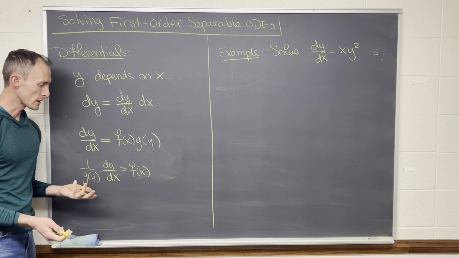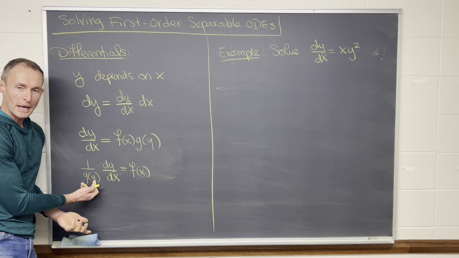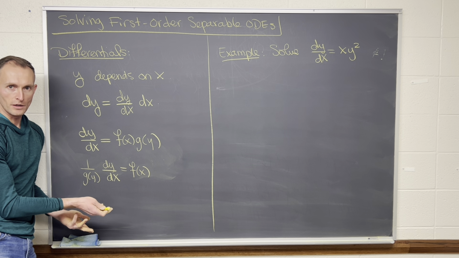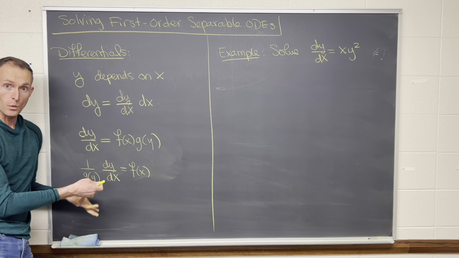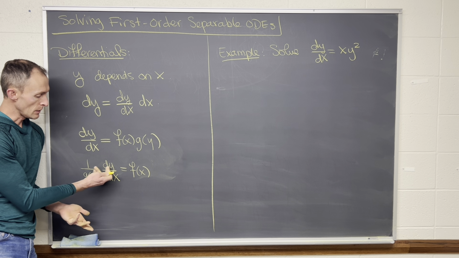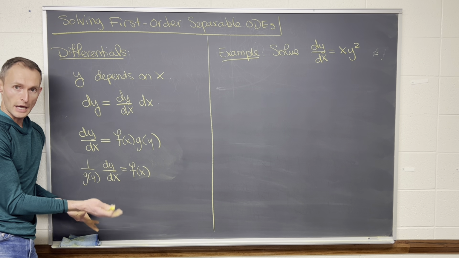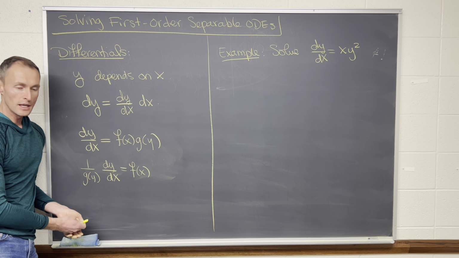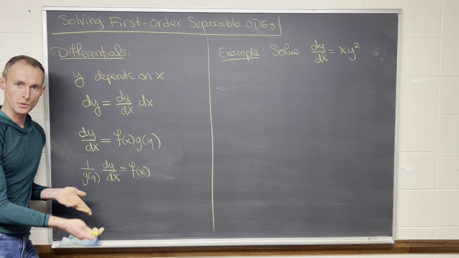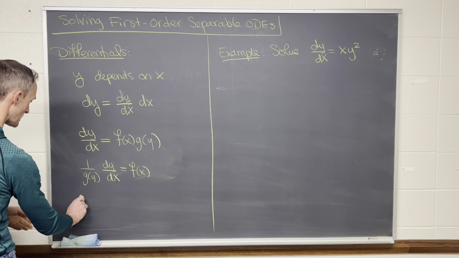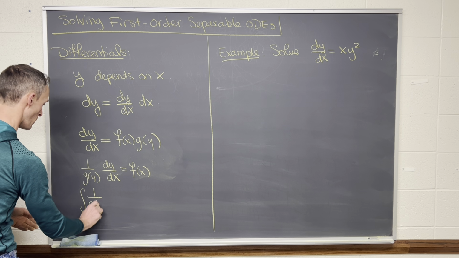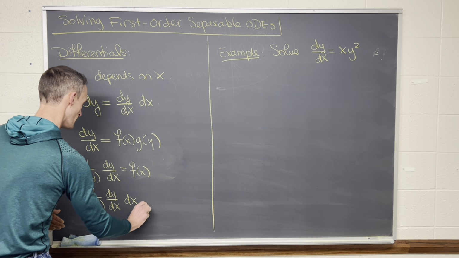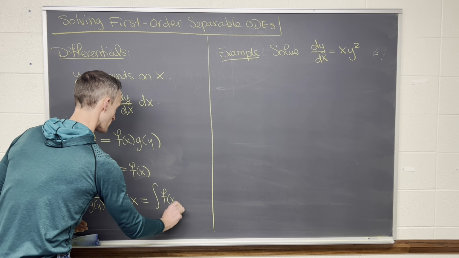And then what I'm simply going to do is, look, if y depends on x, then g of y will also depend on x, because g of y depends on y, and y depends on x, okay? dy dx will be something involving x, because y depends on x, and the right-hand side is just a function of x. So it makes sense to integrate both sides with respect to x, okay? So now I'm going to integrate 1 over g of y, dy dx, with respect to x, and that'll be the integral of f of x with respect to x.